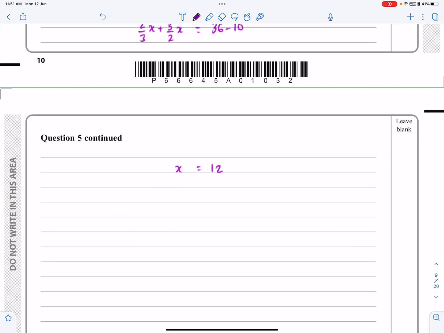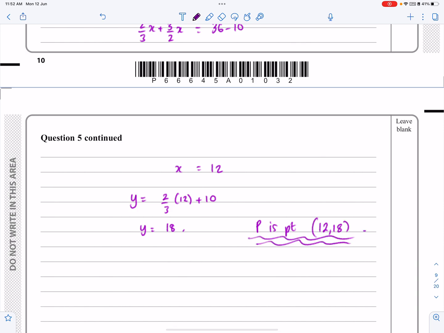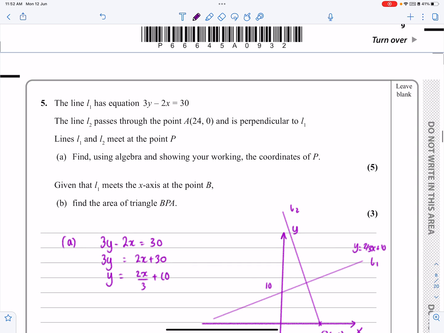And if x is equal to 12, you can put that into either of the two equations for the line. I'm going to say 2/3 x plus 10. So y is going to work out to be equal to 18. So P is the point (12, 18). So that's part A done, hopefully relatively straightforward.